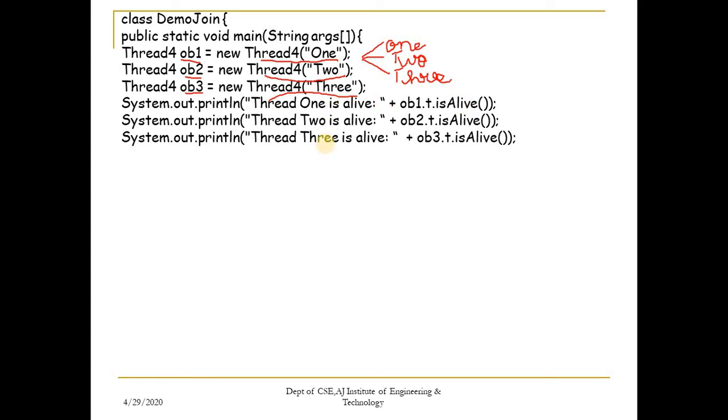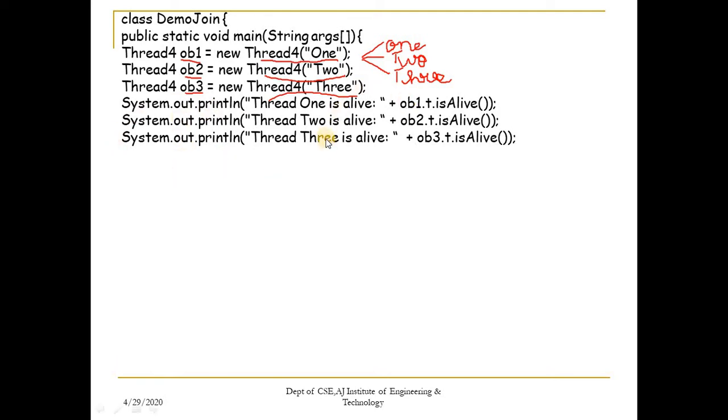The second println statement tests whether thread 2 is alive. So object 2 is an object which is representing thread 2. Right? So ob2.t.isAlive will return whether thread 2 is alive or not. As I told, initially it will be true. As soon as you create the thread, it will be alive.